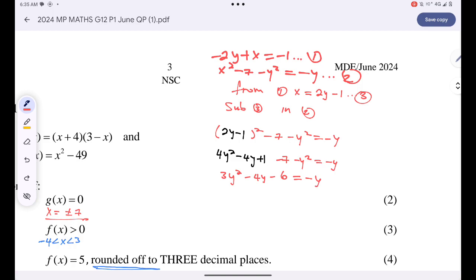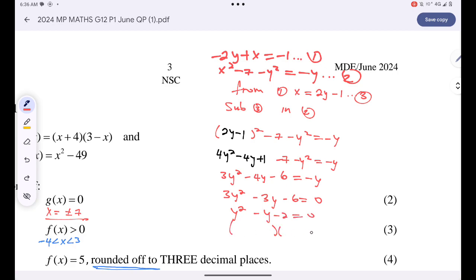Then I can bring the y to the other side. This will simply give me 3y squared minus 3y. Negative 4y plus y is just negative 3y, and minus 6 over there. I can divide each and every term by 3. I'll end up having y squared minus y minus 2 is equal to 0.